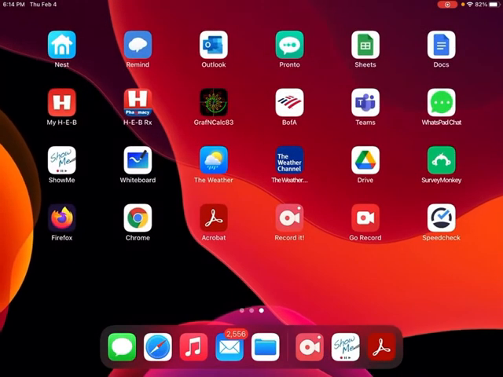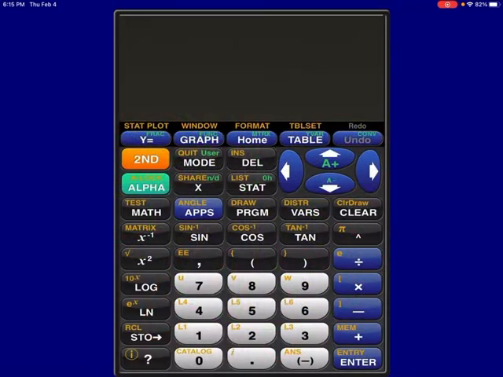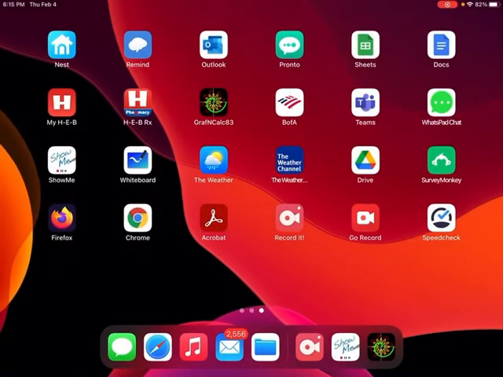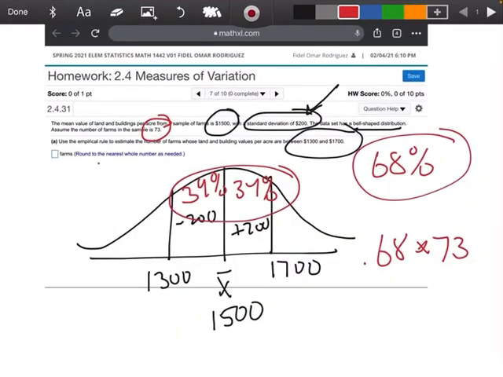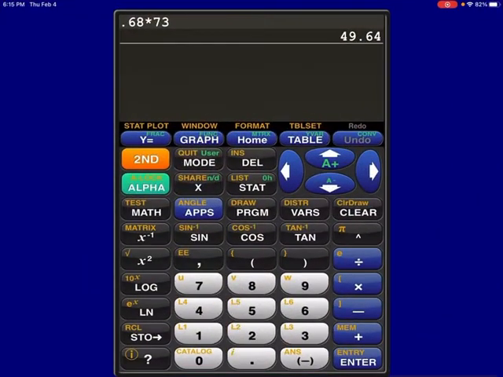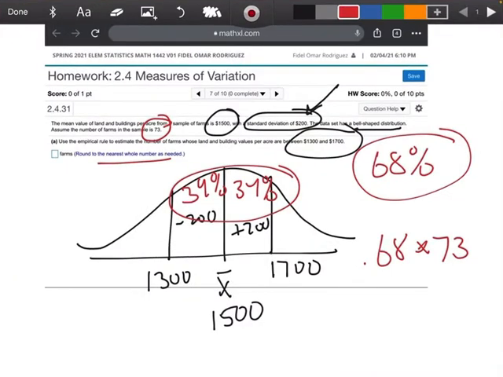So let me get my calculator going. Let me clear that. 0.68 times 73. And it said something like rounded to the nearest whole number. So yeah, round to the nearest whole number is needed. So I believe our number was 49 and change, 49.64. We're going to round this number to 50, right?